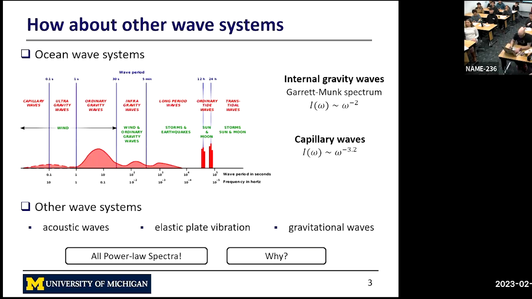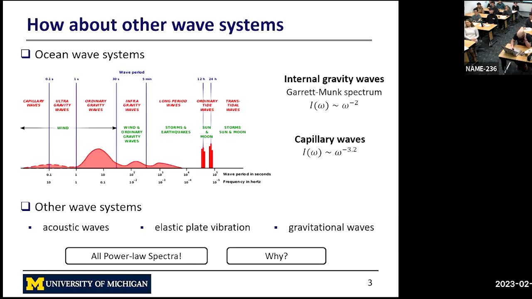Not only for ocean waves, this phenomenon also exists broadly for dispersive wave systems. And here I give you more examples, such as acoustic waves. And you could also have elastic plate vibration where you can measure the elastic waves on the plate. It also has a power law form. And it also applies to gravitational waves that were just detected a few years ago by the LIGO device. And there is a long list here, which I didn't put here.